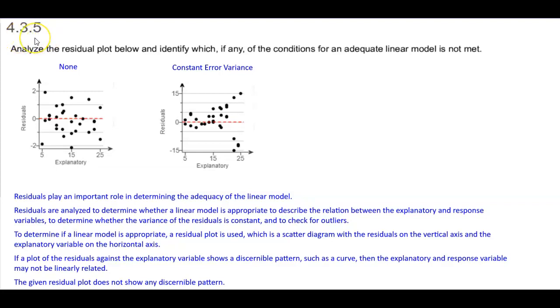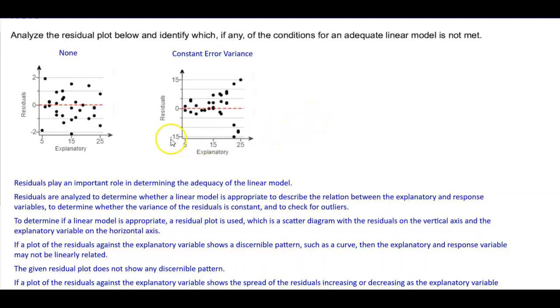Section 4.3.5. Analyze the residual plots below and identify which, if any, of the conditions for an adequate linear model is not met. So, if we take a look at the graphs here, here's our first one, here's our second one, and we'll discuss why this is none and this is a constant error variance.